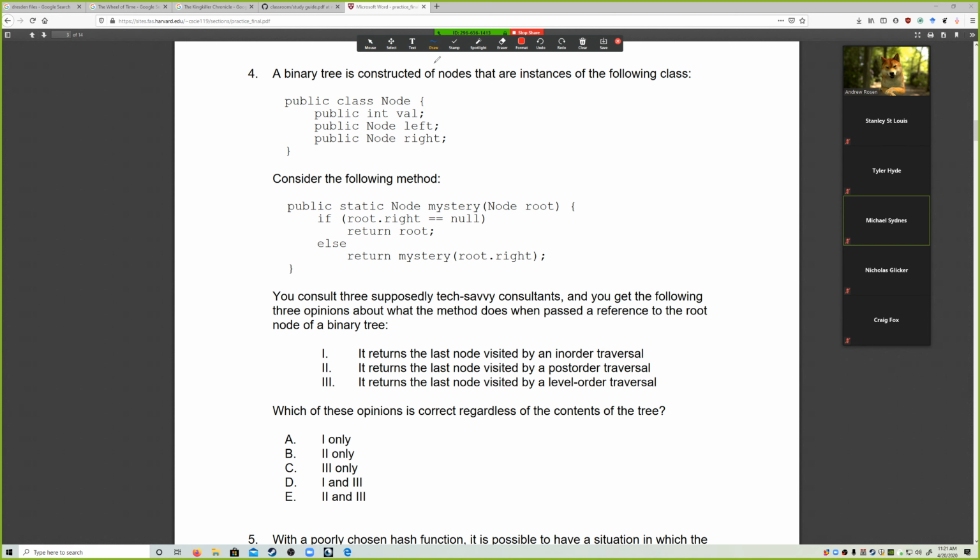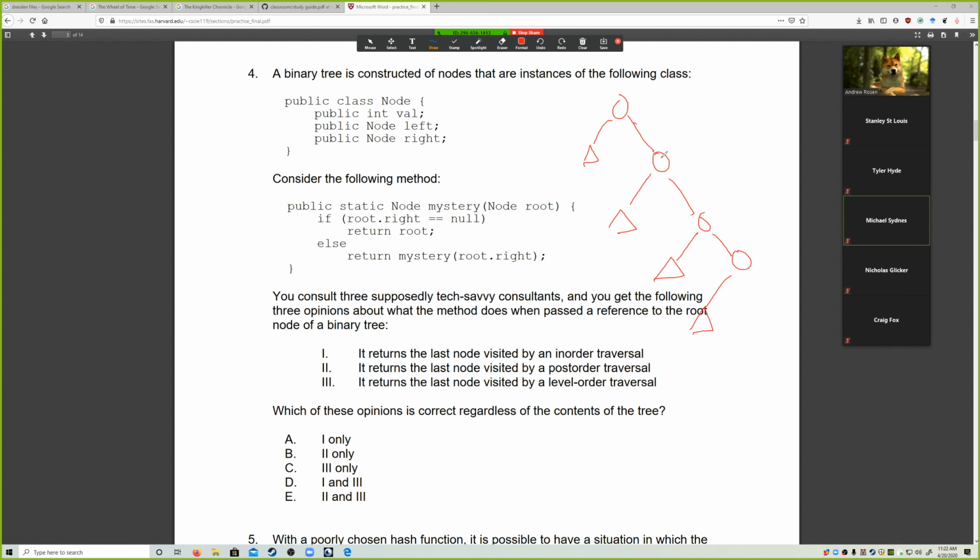So let's go through this. What will mystery return? If we examine it for a bit, it's always going to return the rightmost node. In a binary search tree, it would return the biggest item. Why? Because, let's start at the root. Doesn't really matter what we have over here. If we pass root into mystery, is root.right equal to null? No, it's not. So we call mystery on this one.